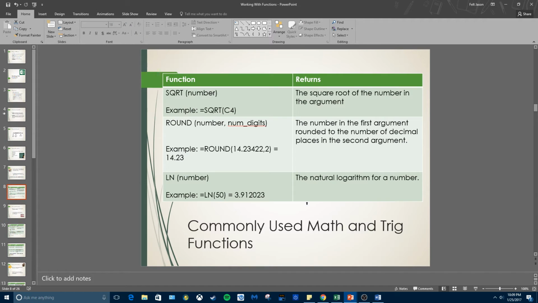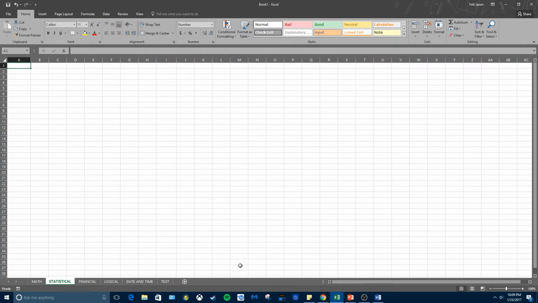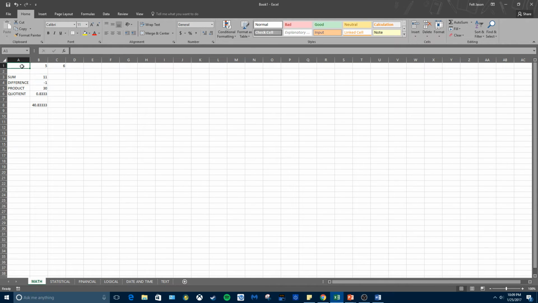All right, so we're going to go ahead and try this out. I made different worksheets for different things. I'm going to clear out this data because I don't need it. I'm going to do square root first. I'm going to find the square root of 16, and I'm also going to find the square root of 36 and 49.